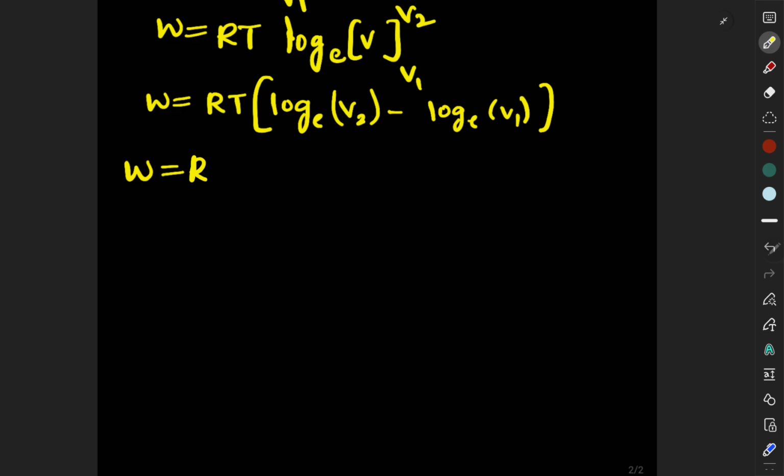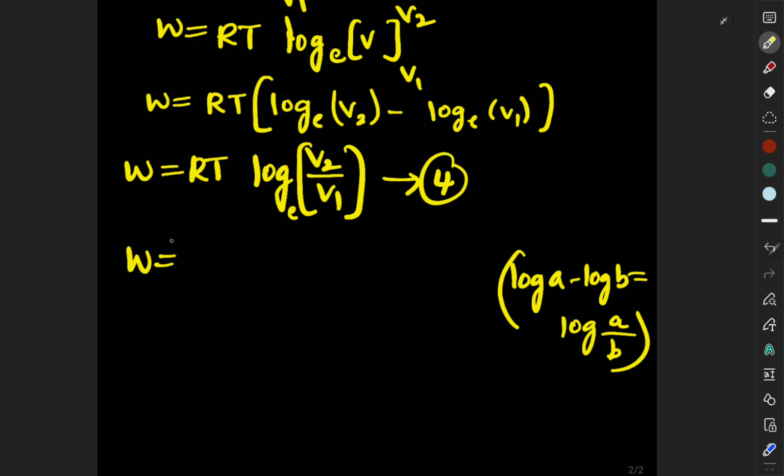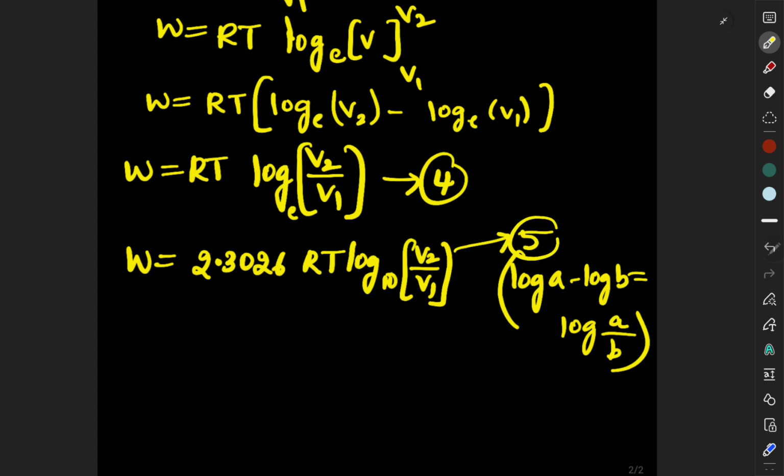So W is equal to RT log. You know that log A minus log B can also be written as log A by B. So log V2 by V1 of base e. Let this be equation number 4. Or for logarithm with base 10, we can write 2.3026 RT log base 10 V2 by V1. This is equation number 5.